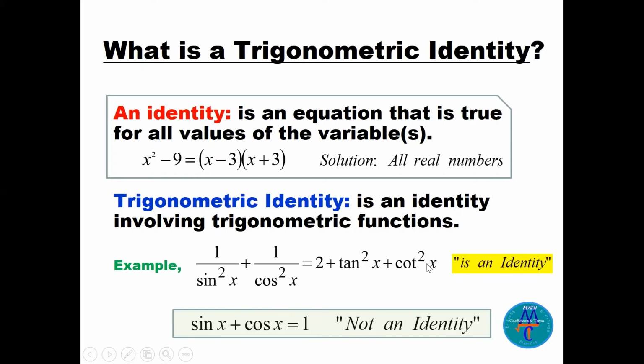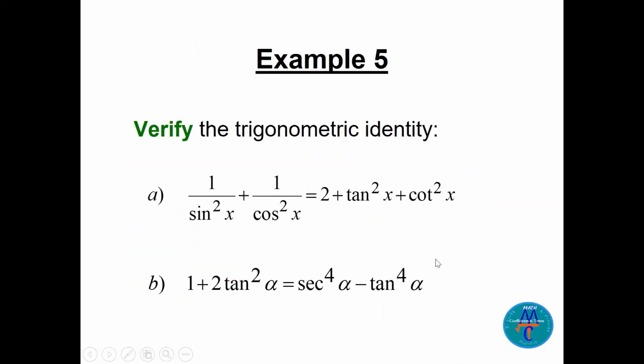Down here we have to show this is an identity. This is example 5a. Now, what do we do here? We have to start with one side, either right side or left side, not both. And then you have to simplify it until you reach the other side.